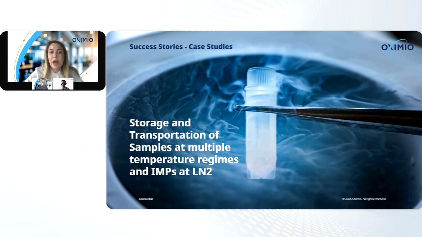And -196 for IMP requiring cryogenic storage and transportation. What was our scalable solution? Drawing on our flexible and scalable model, we delivered a tailored logistics plan with robust quality control instructions and procedures.